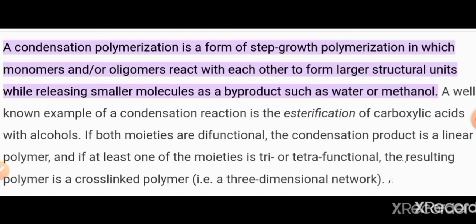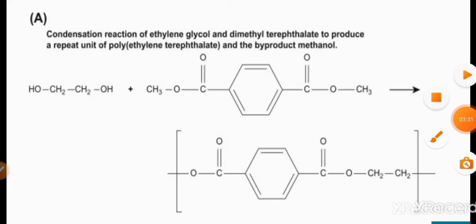Students, if monomers have more than two functional groups in their structure, then during this condensation polymerization, there is formation of a polymer but with a three-dimensional network. Now let us see one example of the formation of a condensation polymer by the condensation polymerization process with its mechanism.